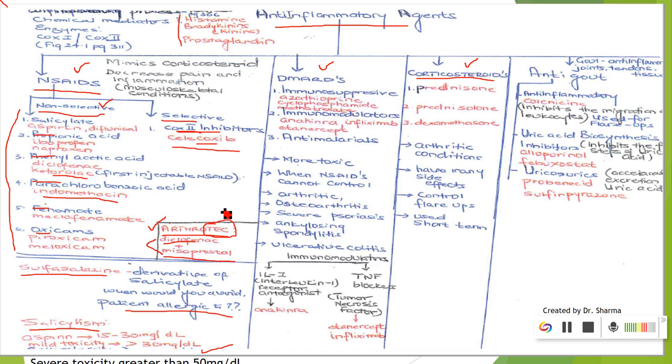Arthrotec is a combined medication for patients who are given long-term first-generation NSAIDs and are at risk of gastric erosion and bleeding tendency. So diclofenac is going to help minimize that pain and inflammation, and misoprostol is going to protect the stomach lining. Then understand salicylism, what is the therapeutic range, and what would happen if it goes above the therapeutic range.